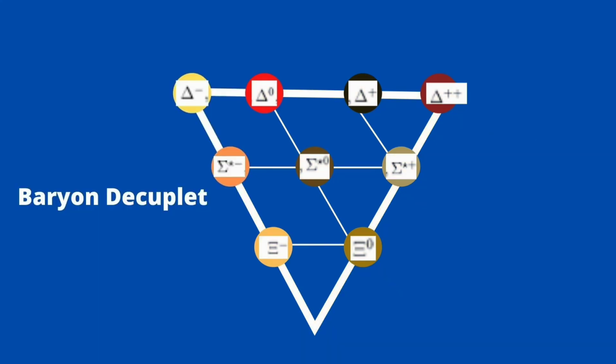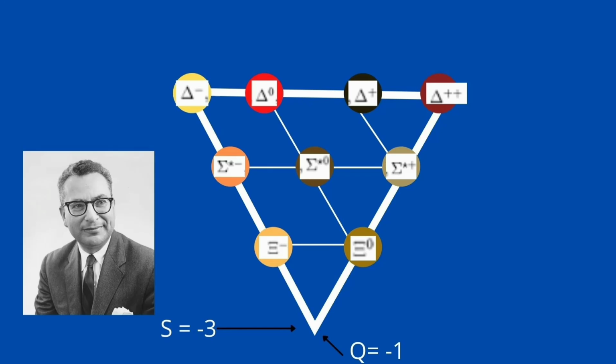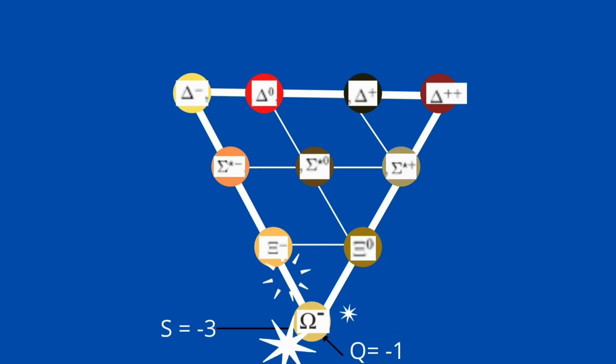I'm sure you have realized that I only mentioned 9 particles. What about the last one? Well, actually, when the baryon decuplet was introduced, the 10th particle had not been discovered yet. However, Murray Gell-Mann predicted that there must be another particle that has the strangeness number of -3 and charge of -1. Then, in 1964, the omega minus was discovered, and it has the strangeness number of -3 and charge -1, just as he predicted.